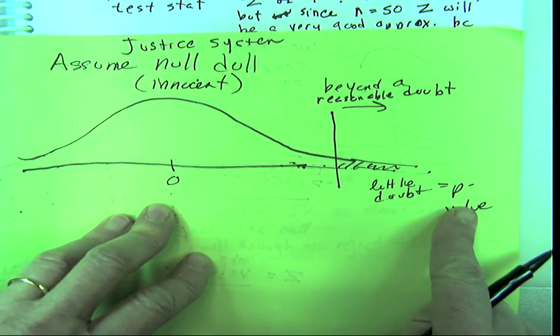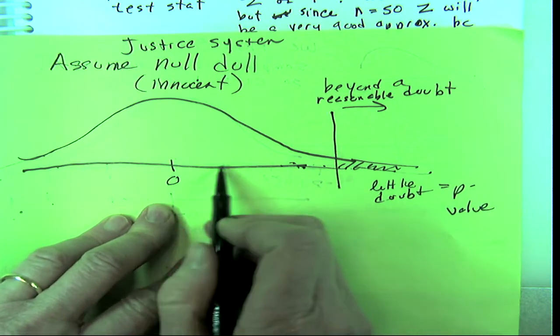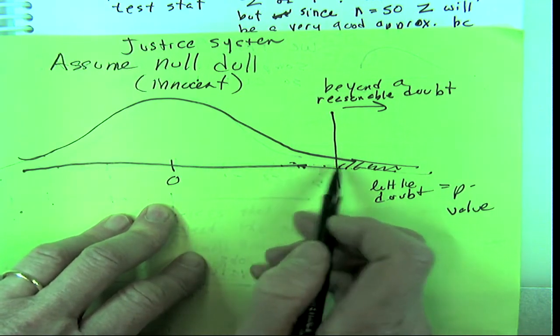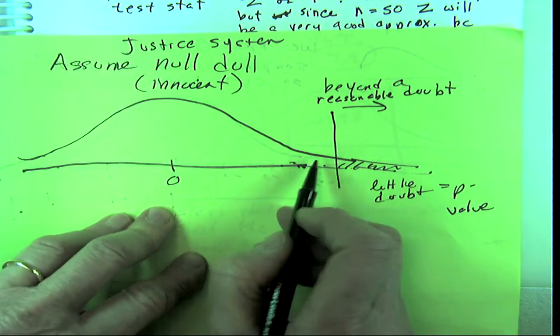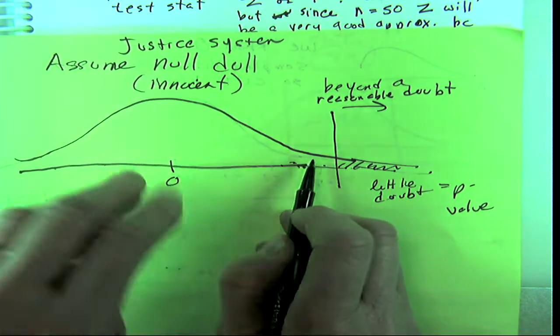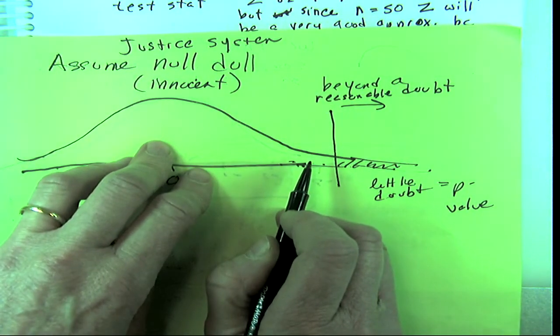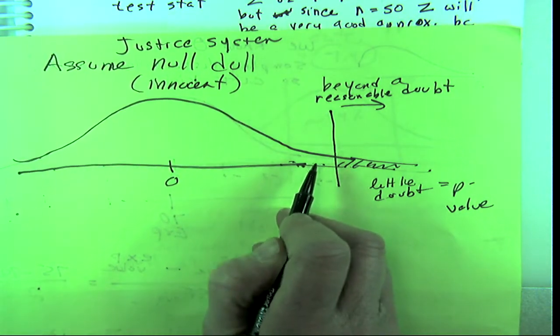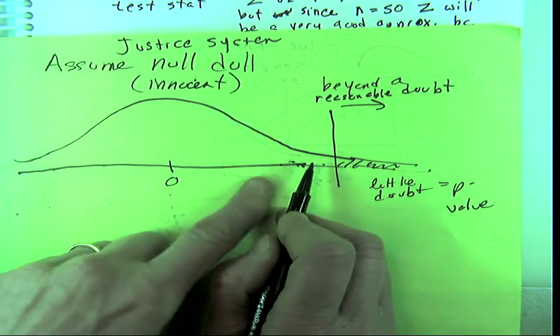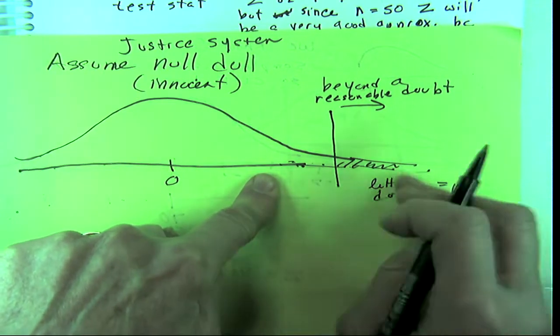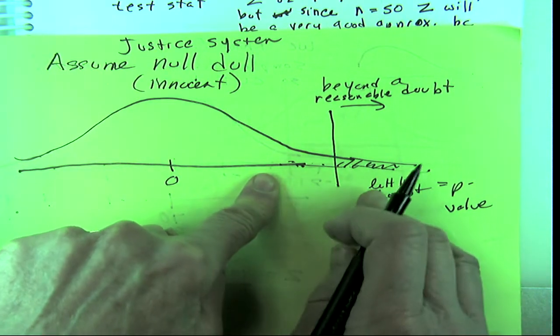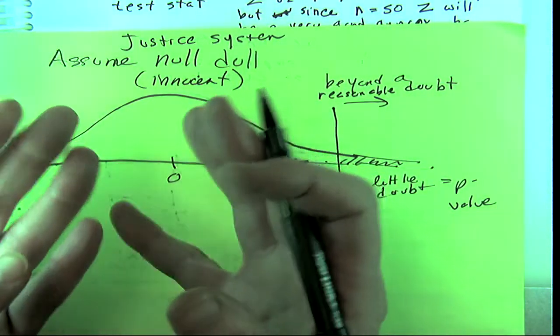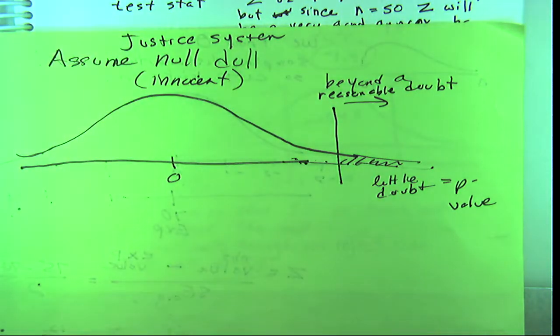That's the idea. But then, let's say it's right here. It's not quite. You have too much doubt. You don't say he's innocent. We haven't proved he's innocent. We assumed he's innocent. We just say we don't have enough evidence to convict. So we don't accept the null because we assume it to begin with. You never say, okay, he's innocent. We just say he's not guilty. We don't have enough to convict.